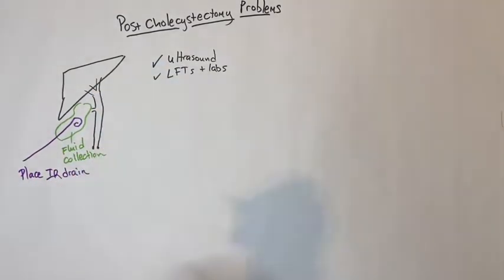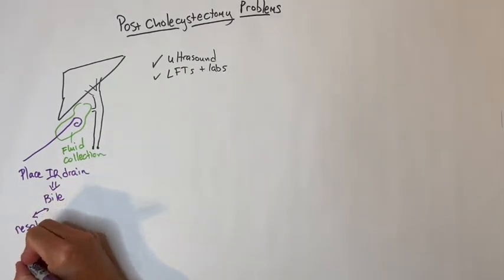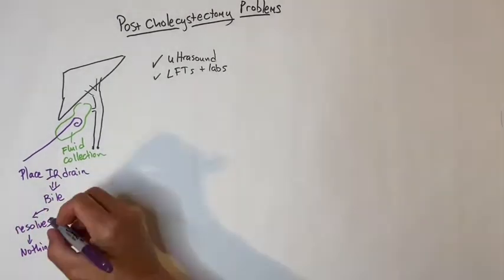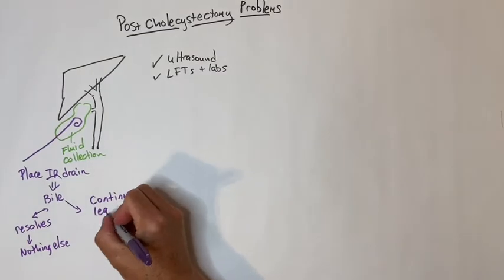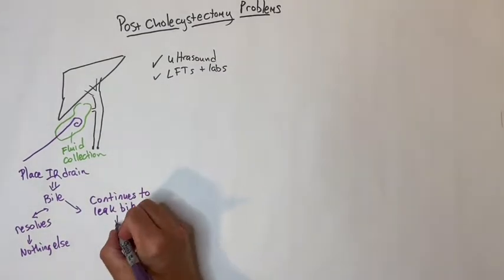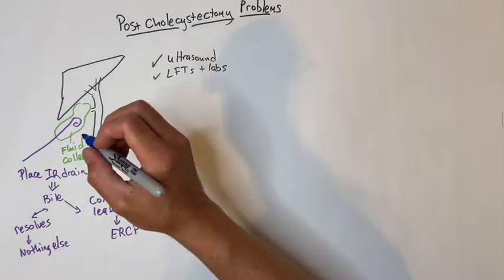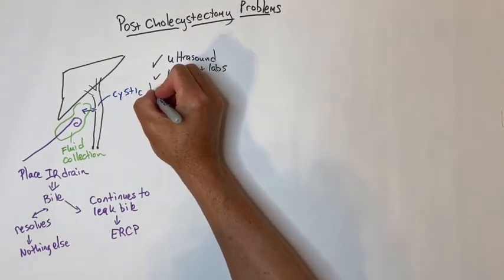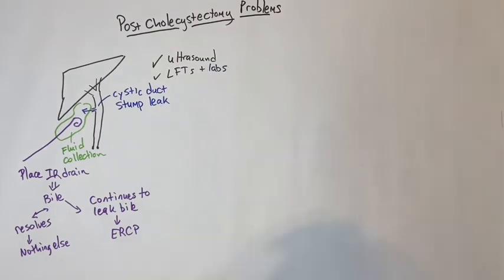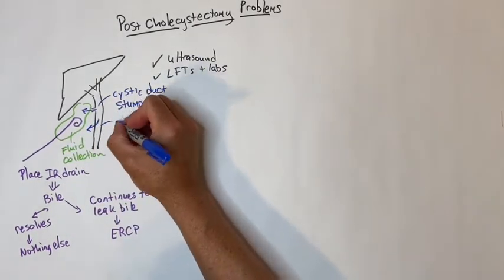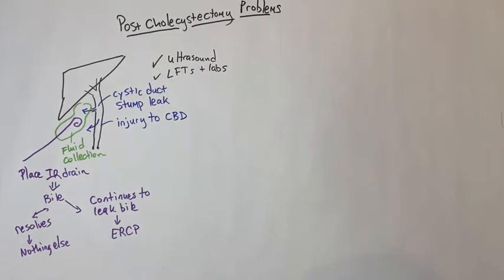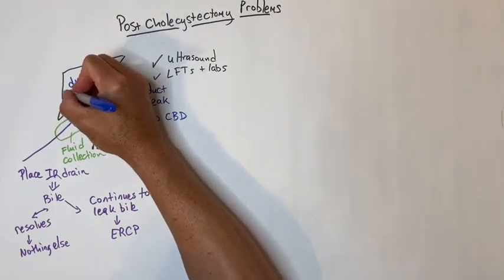If it is a biloma, but it stops draining after the IR drain is placed, then nothing else needs to be done. But if it continues to leak bile, the patient needs an ERCP with dye injection to see where the leak is coming from. Areas of leakage could be the cystic duct stump, or an injury to the common bile duct itself, or a duct of Luschka in the gallbladder fossa.